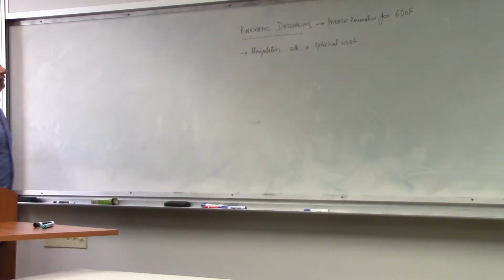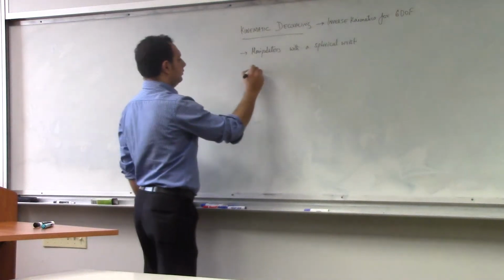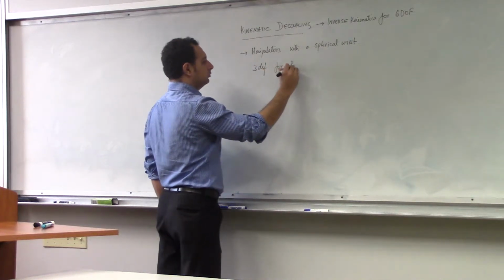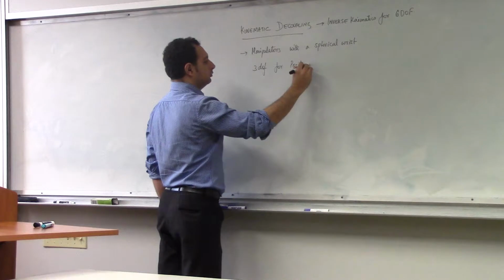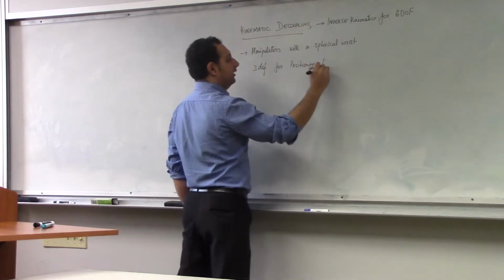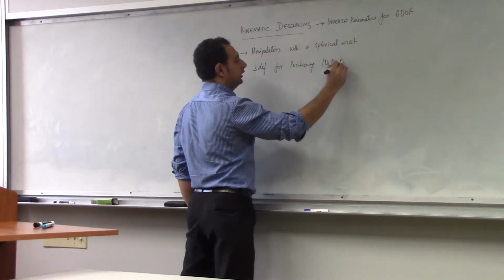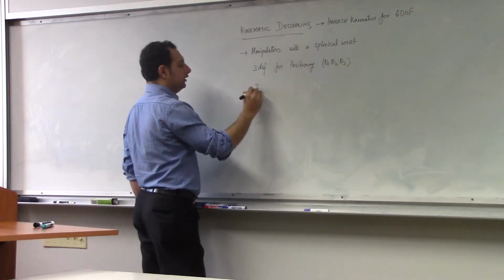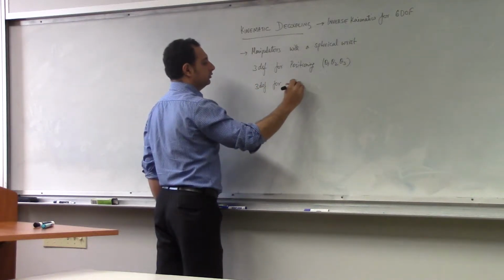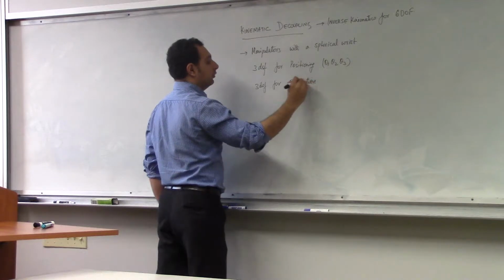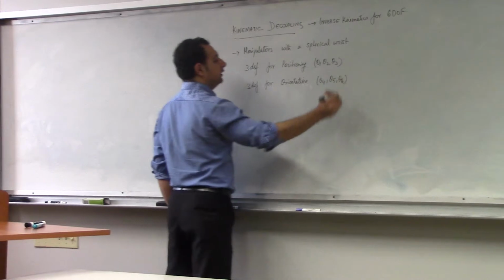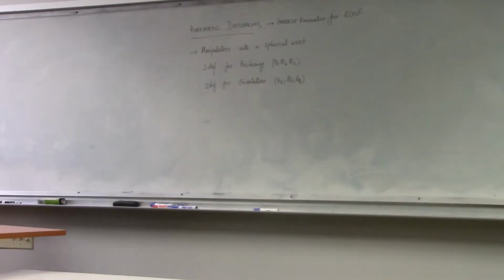Okay, so you have 3 degrees of freedom for positioning. Let's say theta 1, theta 2, theta 3. And 3 degrees of freedom for orientation. Okay, this will be theta 4, theta 5, and theta 6. All right.